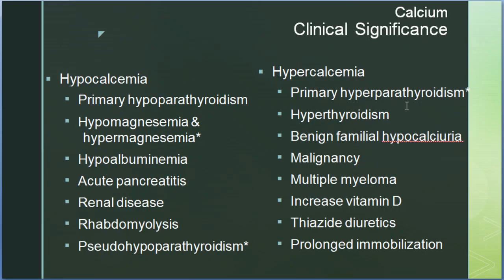So meron tayong primary hyperparathyroidism. It could be caused by certain tumors in your parathyroid gland causing excessive levels of PTH. So pag maraming PTH, anong nangyayari? There could be hypercalcemia. Next, what else? We have also hyperthyroidism, different malignancies such as multiple myeloma, increased vitamin D, thiazide diuretics, and prolonged immobilization.